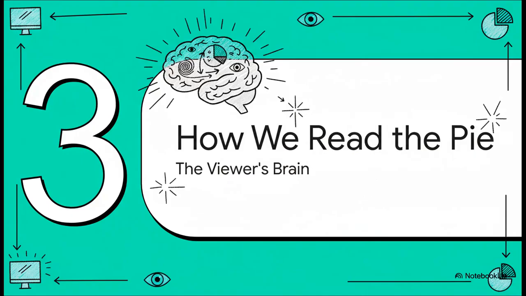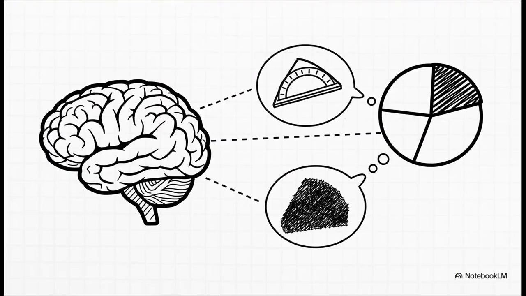So we know what they are, we know the different types, but how do our brains actually make sense of them? Let's get into the cognitive side of this, because it's pretty fascinating. When you glance at a pie chart, your brain is doing two things without you even realizing it. First, it's looking at the angle of each slice. And second, it's guesstimating the total area that slice is taking up.